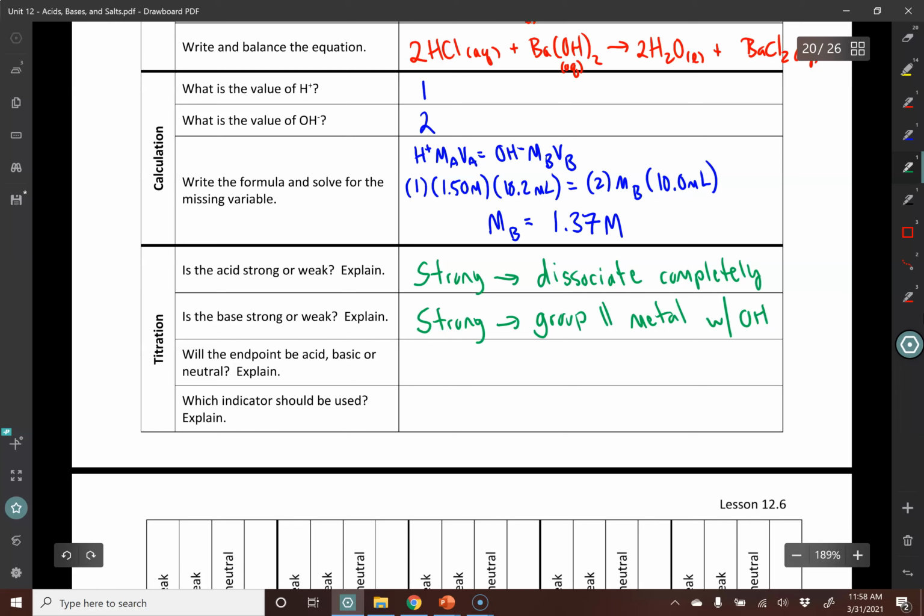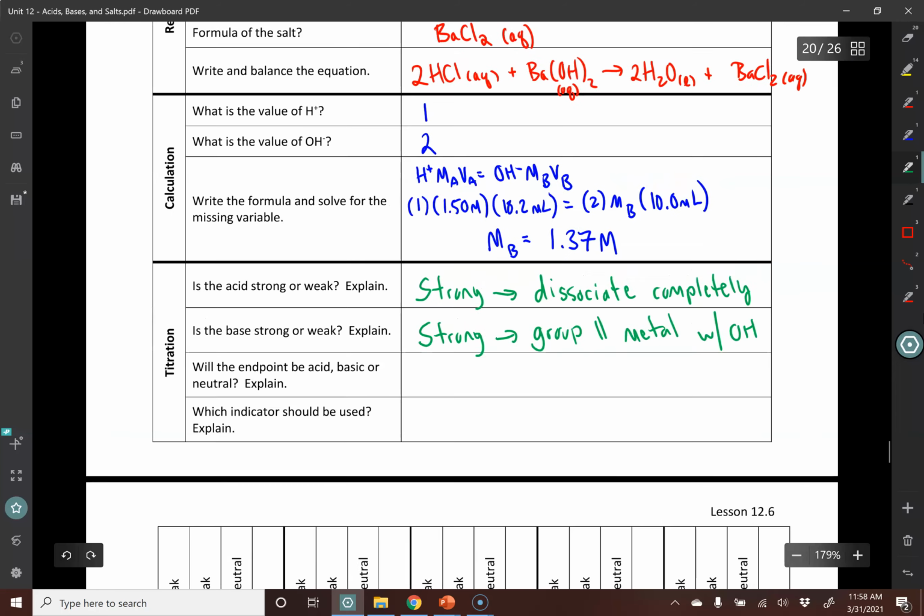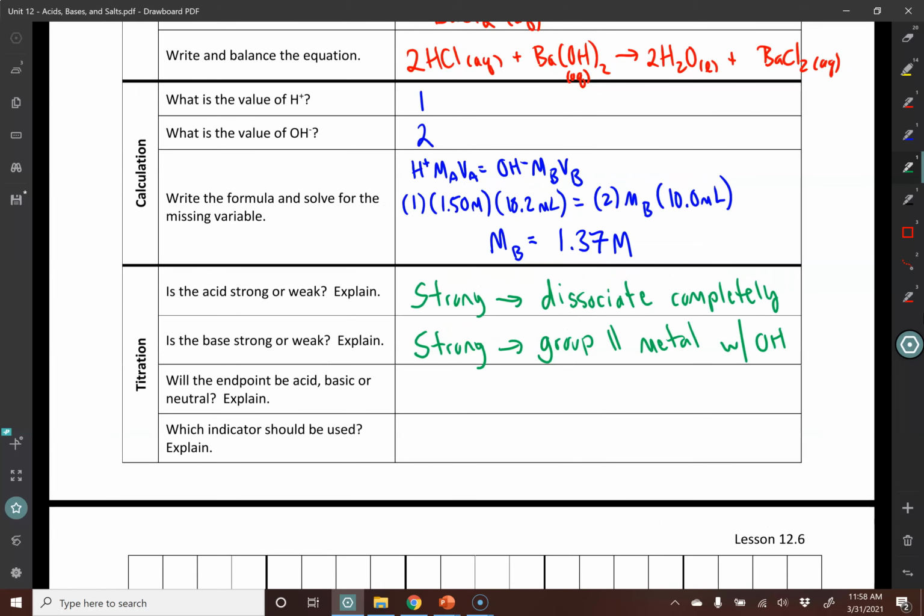All right, will the endpoint be acidic, basic, or neutral? Endpoint, equivalence point. I've got a strong acid plus a strong base. So their strengths are equal to one another. They will effectively cancel each other out. So I should have a neutral equivalence point and a neutral endpoint.